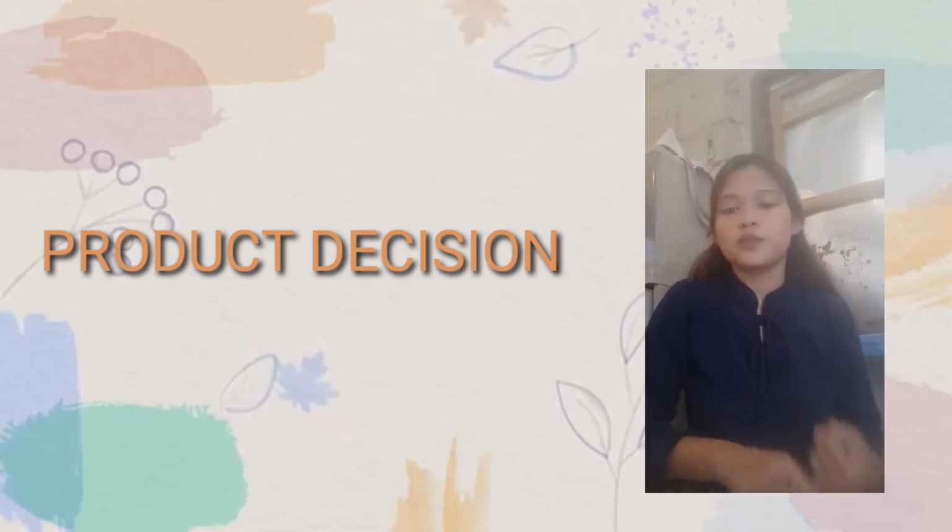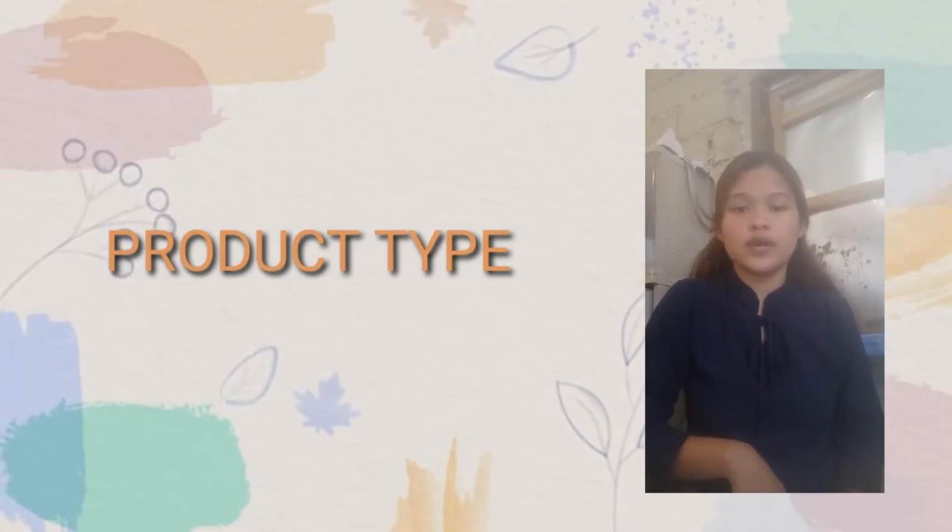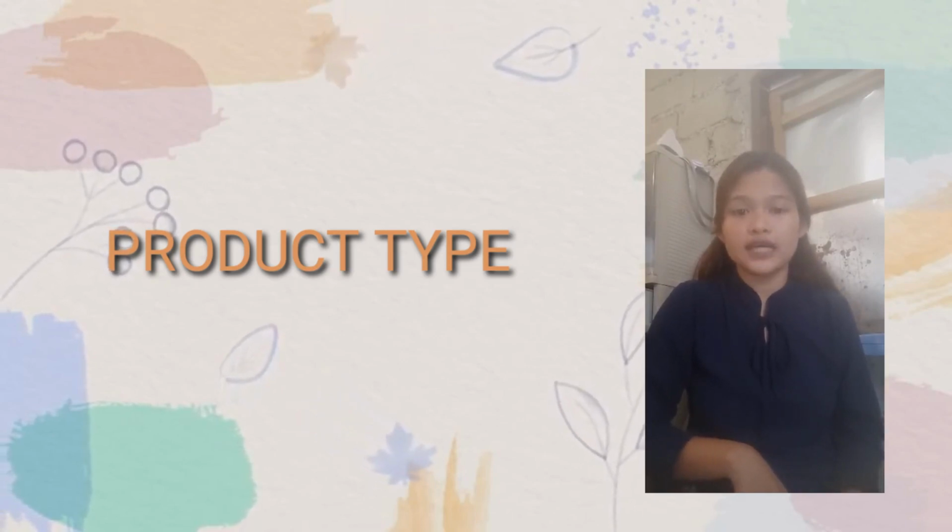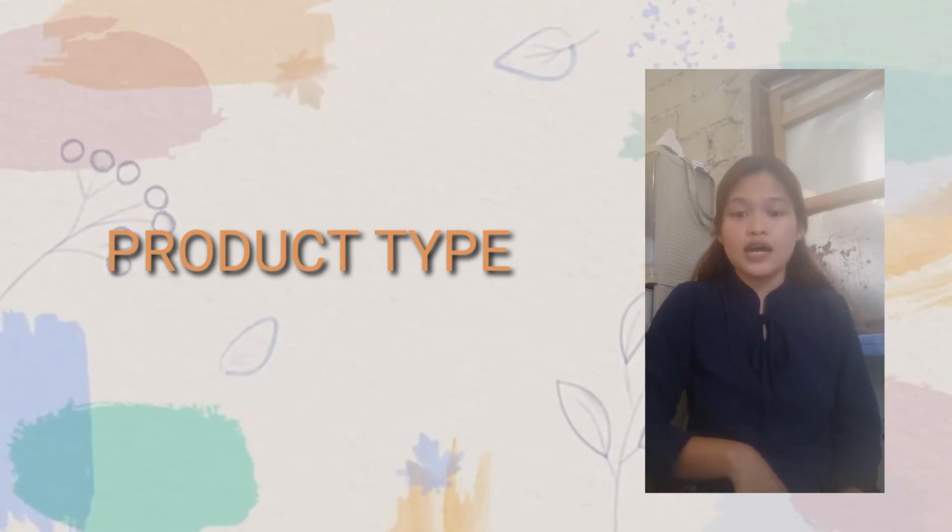Number 1 is product type. What needs to be addressed or satisfied by the product? For example, a clothing store might have the following product type: pants or shoes.